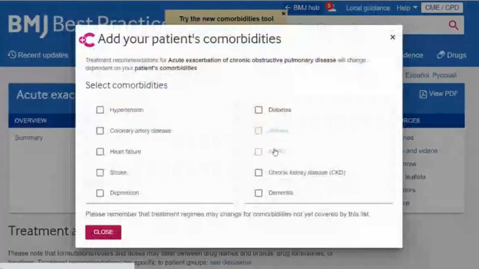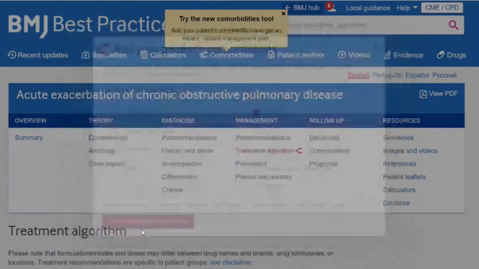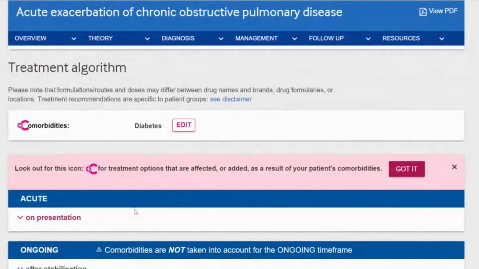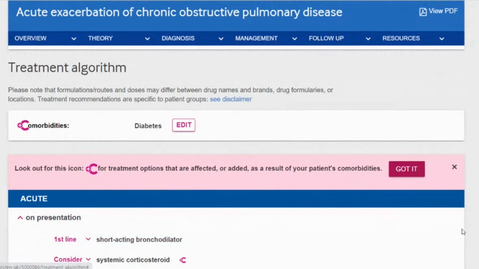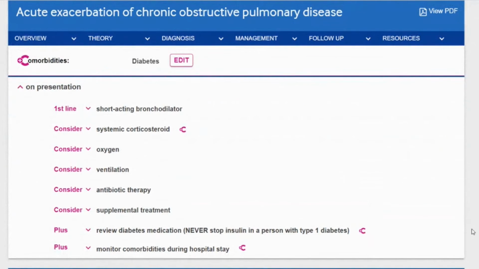So we'll click on the treatment algorithm, and you're asked, does your patient have any comorbidities? We say yes, the patient does. So we'll click on diabetes, and then click on show the treatment algorithm. Then we'll scroll down slowly till we get to acute on presentation. And what do we see? Well, like we said in the slideshow, the advice is for the patient to receive bronchodilators, steroids, oxygen, antibiotics, and consider other treatments.